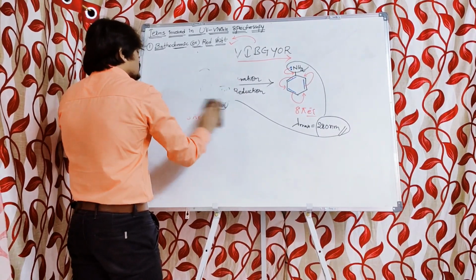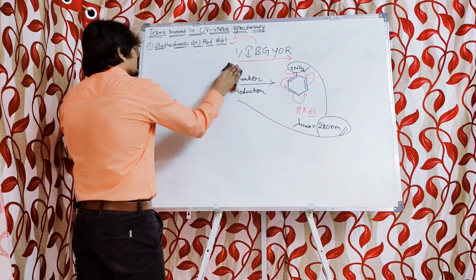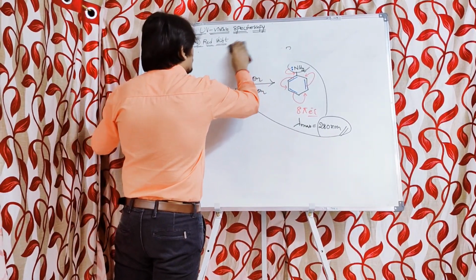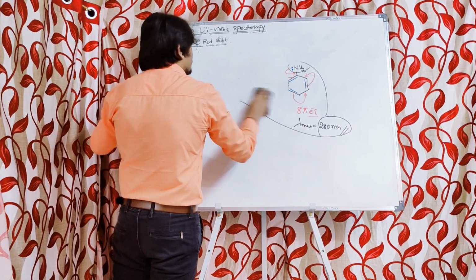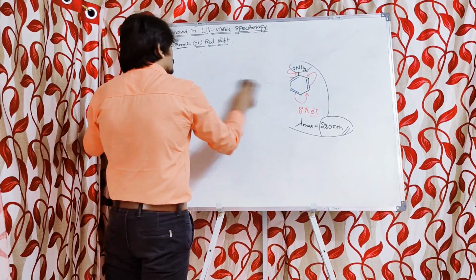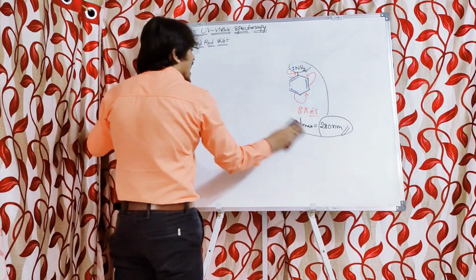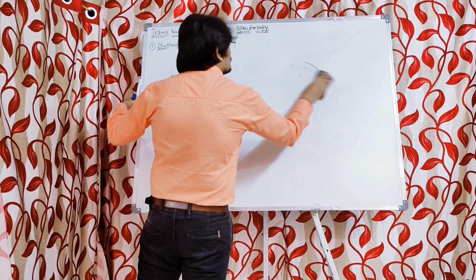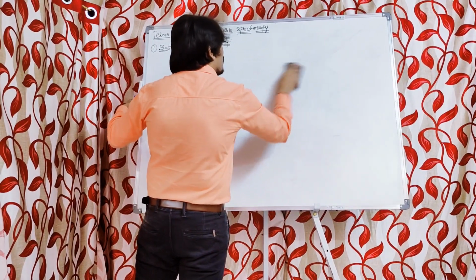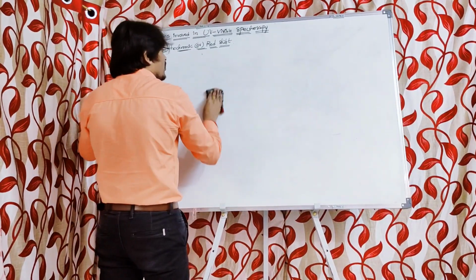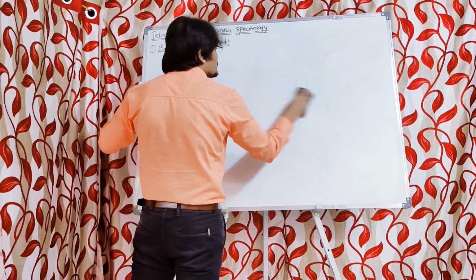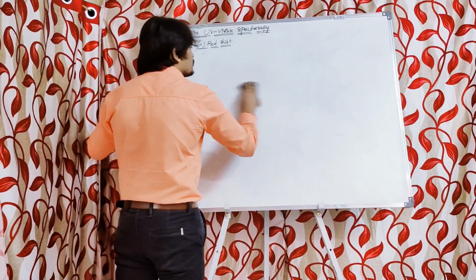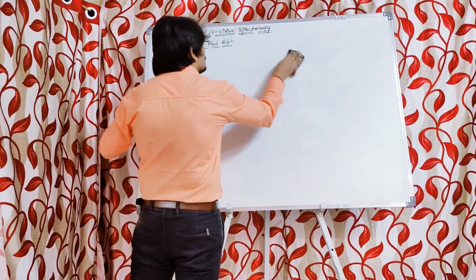So do remember, students, conjugation is directly proportional to absorption maxima. As the conjugation increases, definitely the absorption maxima, that is lambda max, of the unsaturated molecule increases. We are talking about the unsaturated molecules only because these are the active molecules in UV-visible spectroscopy. We are not going to talk about the saturated molecules.